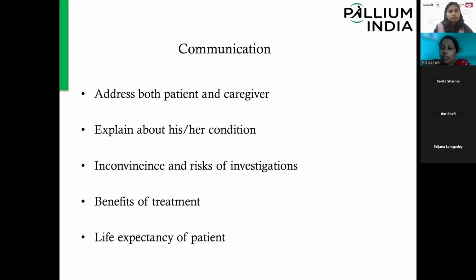If the caregivers or patient know why we are not doing these things, then they do not blame us. Otherwise, they will blame us. Why is the doctor not giving oxygen? Why are they not doing any investigation? Why are they not doing any X-rays? These are the many questions we face when treating breathlessness patients at the end of life. So when we give proper communication, it will benefit us.